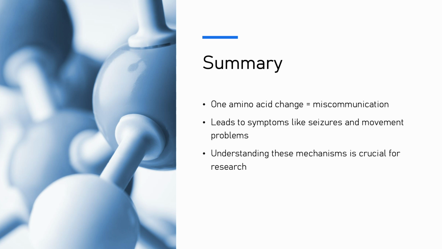In summary, GNAO1-related encephalopathy is caused by a mutation in a gene that changes one amino acid in a crucial protein. This change stops the protein from doing its job in cell signaling. The result is disrupted communication in brain cells, which leads to seizures, developmental challenges, and other symptoms. Understanding this helps scientists get closer to finding treatments, and it gives families hope for the future.